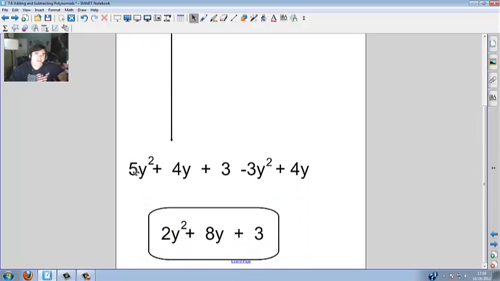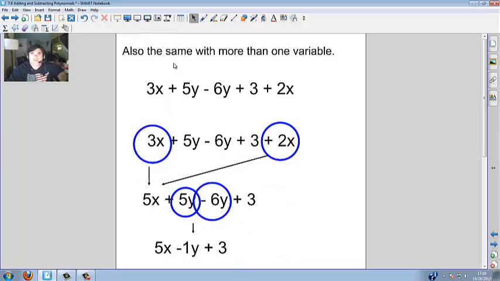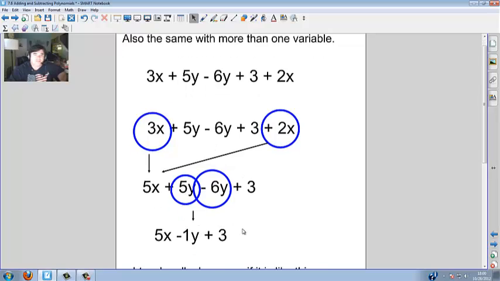You go ahead and combine 5y squared minus 3y squared to make 2y squared. You go ahead and make 4y plus 4y to 8y, and 3 stays by itself. Also, the same with more than one variable. Combine 3x and 2x, well, okay, 5x. And 5y and negative 6y would make negative 1y, and then 3 just sits by itself.